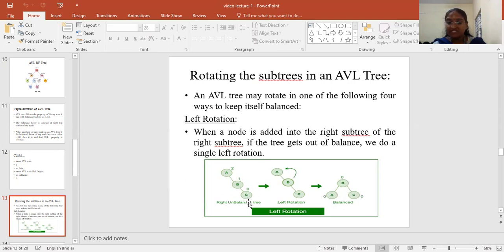Clear? Previously it was unbalanced. It is not considered as an AVL tree. In this way, the left rotation takes place.